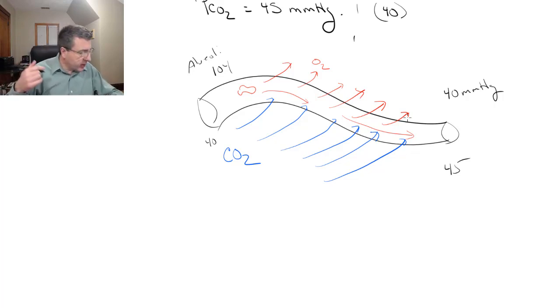Now I think the next thing we are going to look at is where we start talking about the movement of oxygen and carbon dioxide across the membranes in the lung, and then we're going to get to the cellular level.